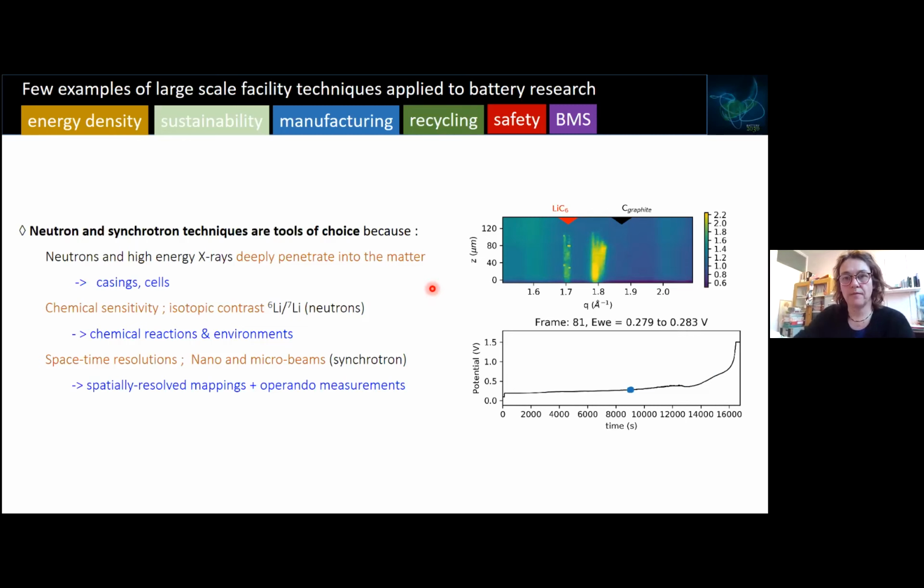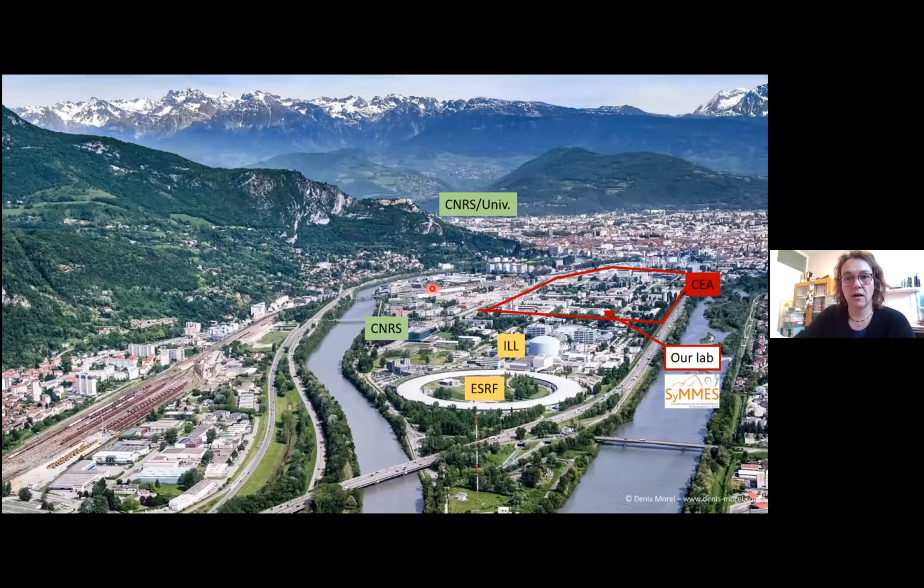So let me show you where we are in Grenoble. This is a very nice city in France. The CEA is a quite extended center of research with something like 200 people working on batteries. My lab is indicated and very close to the large-scale facilities that we are lucky enough to have in Grenoble. So the European Synchrotron Radiation Facility, ESRF, and the Neutron Reactor Institut Laue-Langevin, ILL.